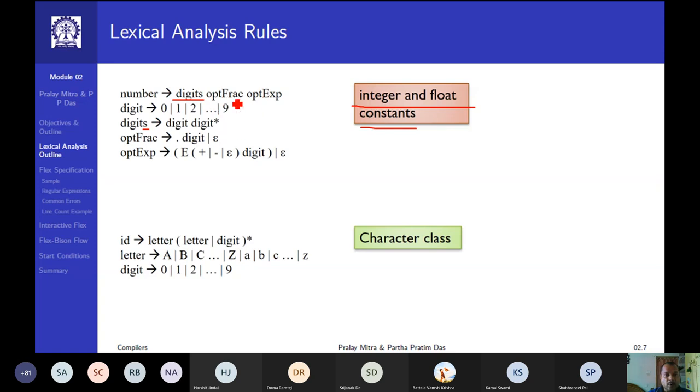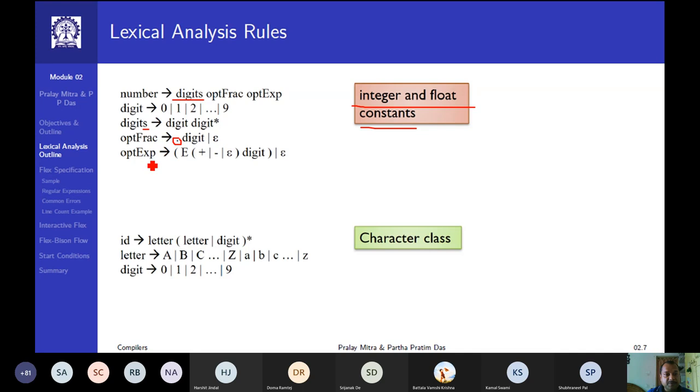Okay. Now this OPT frac, the rule indicates dot digits. So here you please see, I am making a small circle. The small dot is there. That is the decimal point. So you should not ignore or miss that one. So the decimal point after that digit, or this can be epsilon, which indicates it can be omitted. Nothing will be there.